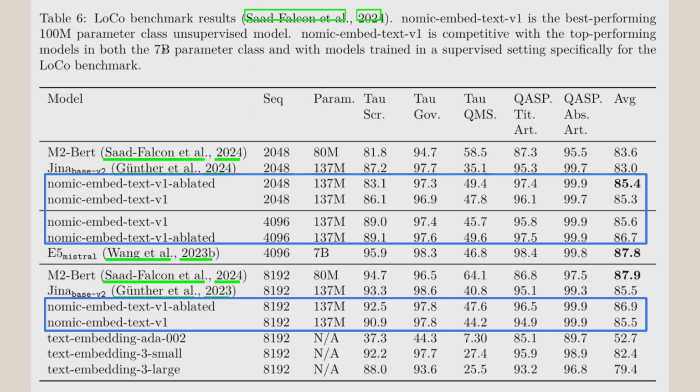I'll just note something here where it says unsupervised model. I wasn't 100% sure what that was relative to, so I just want to point that out, that that might be a detail that I don't understand.